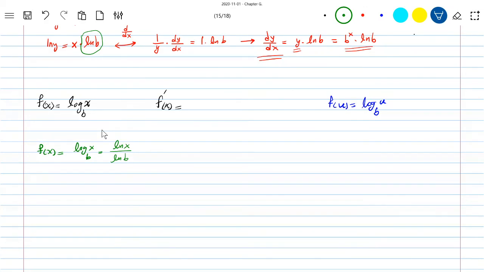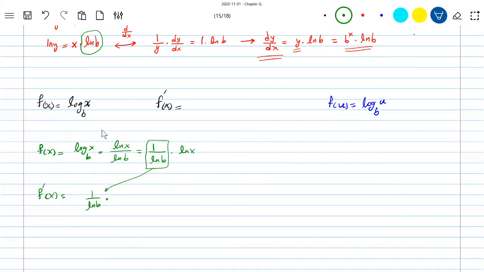So now if I ask you what the derivative is, this could be written as 1 over ln b times ln x. Again, ln b is a constant. There is no variable involved here. The only thing that we need to take the derivative of, if we're looking for f prime of x, is ln x. We should say this is a constant, so this stays the same.